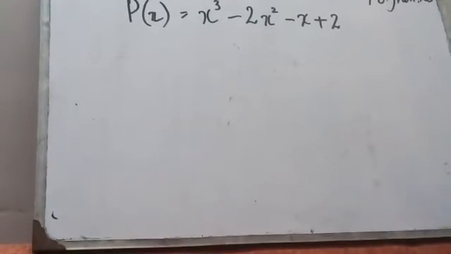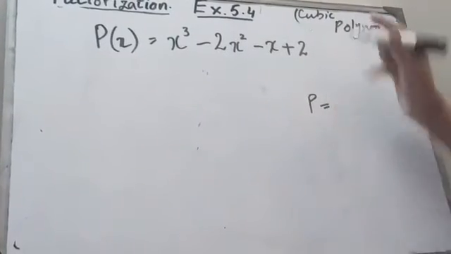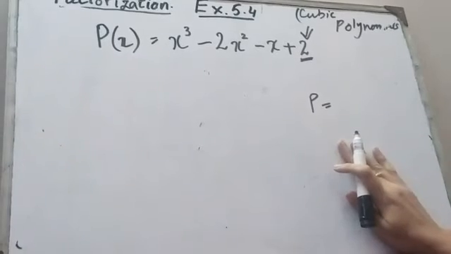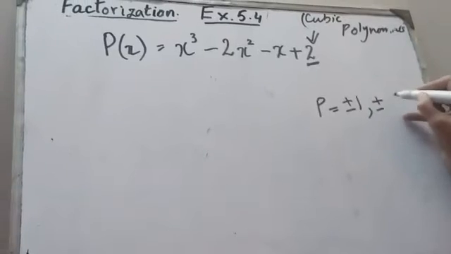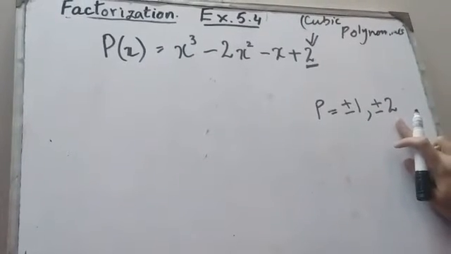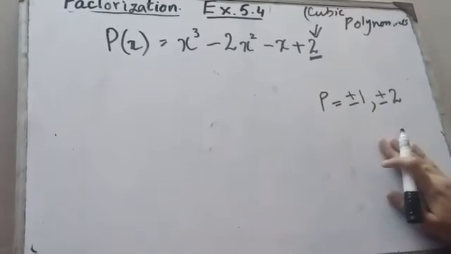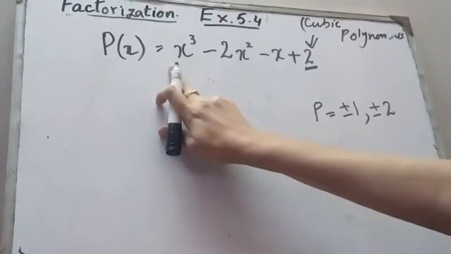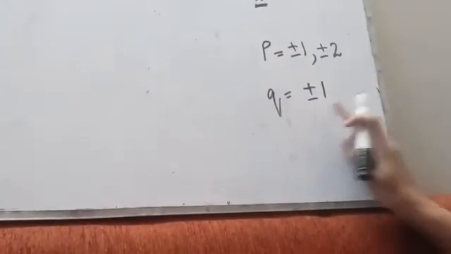The rational root theorem means we take small p. Small p is all the possible factors of the constant. What is the value of this constant? 2. And what are the possible factors of 2? That is plus minus 1 and plus minus 2. 1 and 2 are the only factors of this constant 2, but we take plus and minus. And then small q. Small q means all the possible factors of the coefficient of x cubed. What is the coefficient of x cubed? 1. And what are the possible factors of 1? That is only 1, but with plus and minus sign.